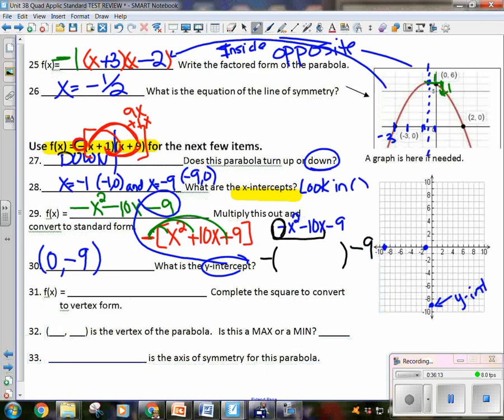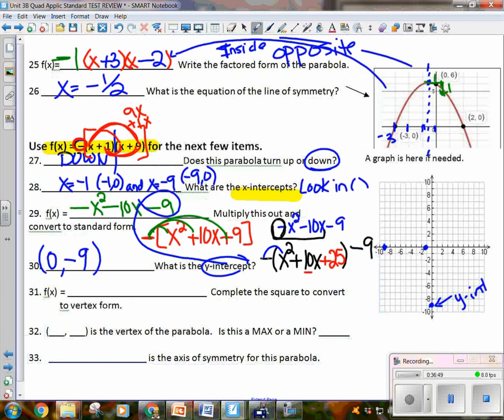What's half of 10? Well, 10 divided by 2 is 5. 5 times 5 is 25. So I actually need to add a 25 inside parentheses. But I need you to think about it: did I really add 25 to the entire problem, or did I just add it to the parentheses? Remember, this is supposed to be negative x squared, and negative 10x, which actually means this would have been negative 25. Does everybody understand what I just showed you?